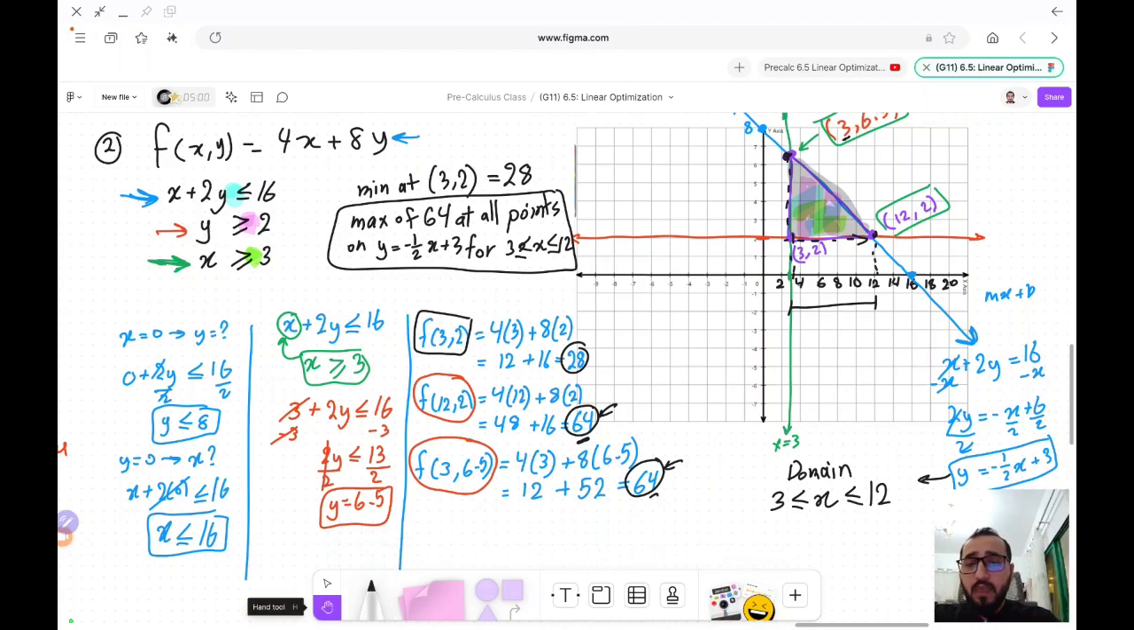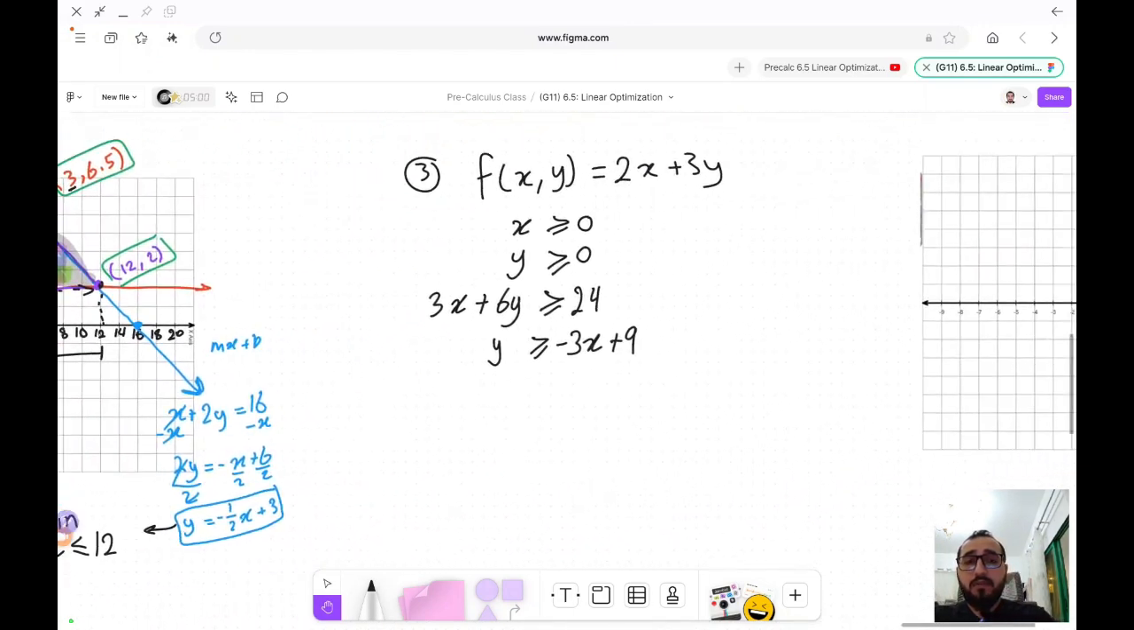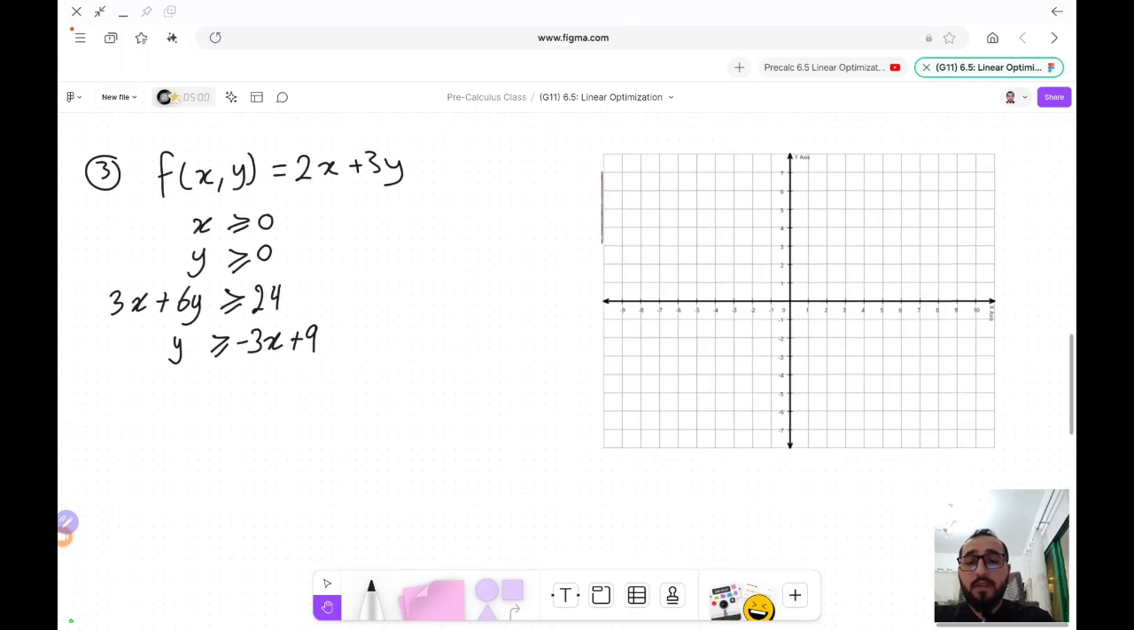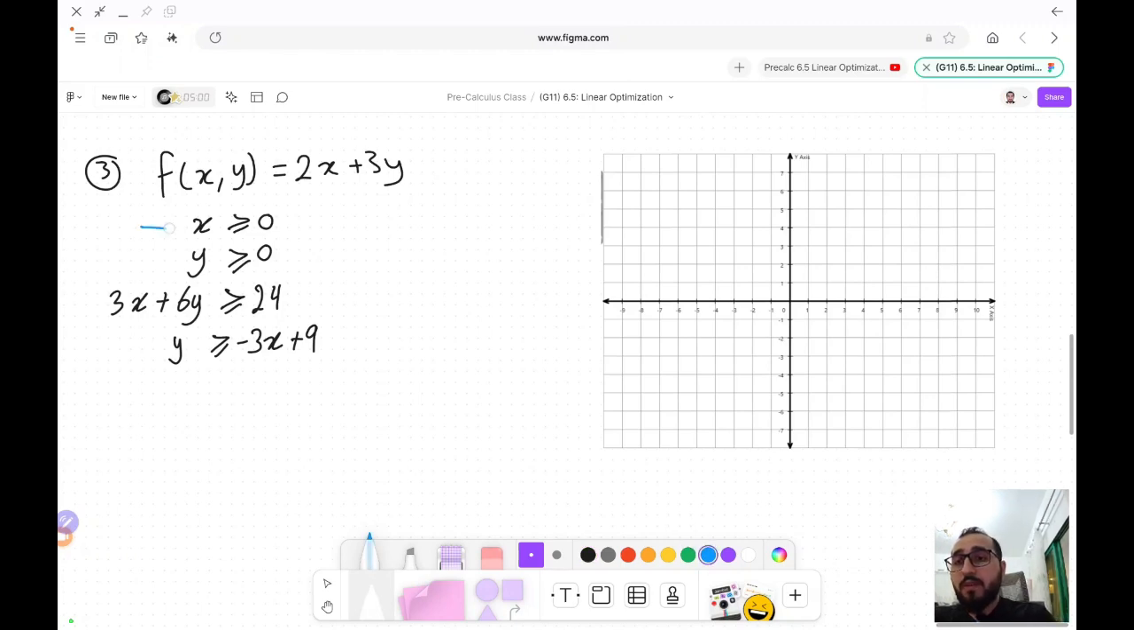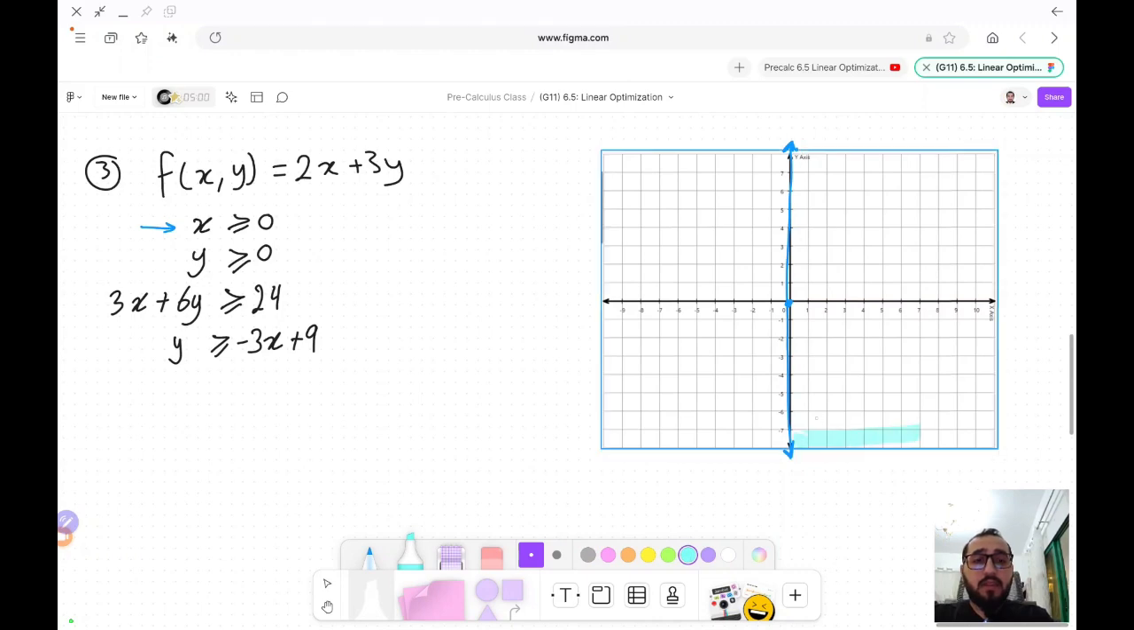Okay, now let's go to the last example here. Example number 3, and we finish everything. Now the same thing happens here. I have to draw all the parts. So the first one is x greater than 0. Let me draw the line and shade it. It's saying x greater than 0, so I'm talking about the right side of my equation.